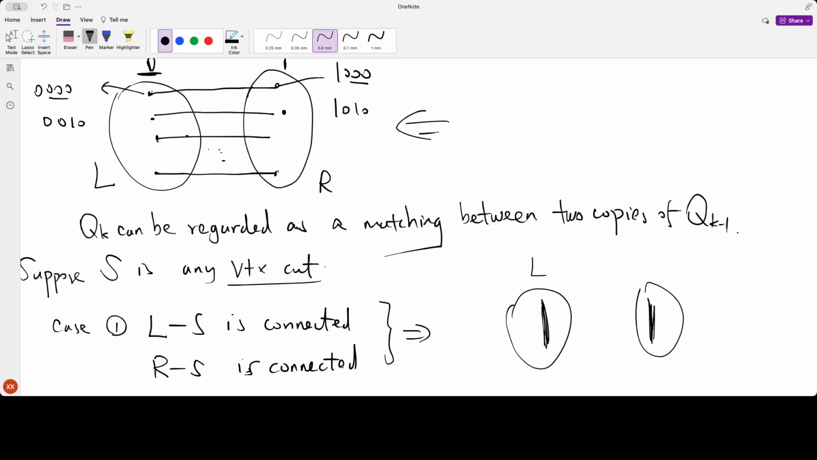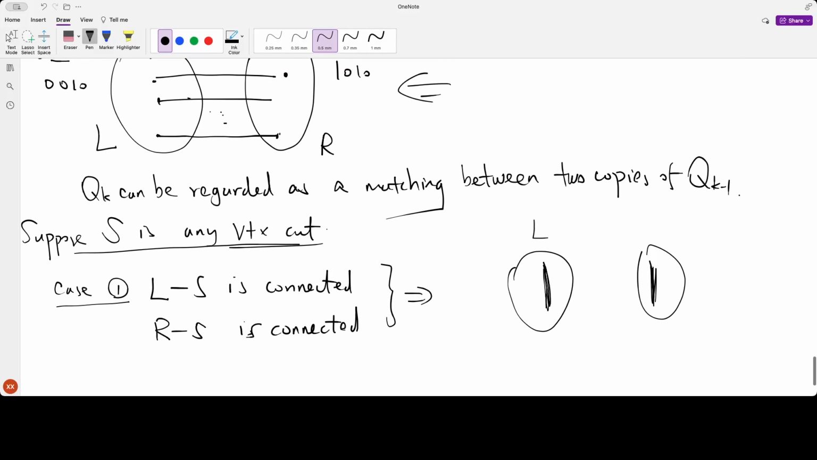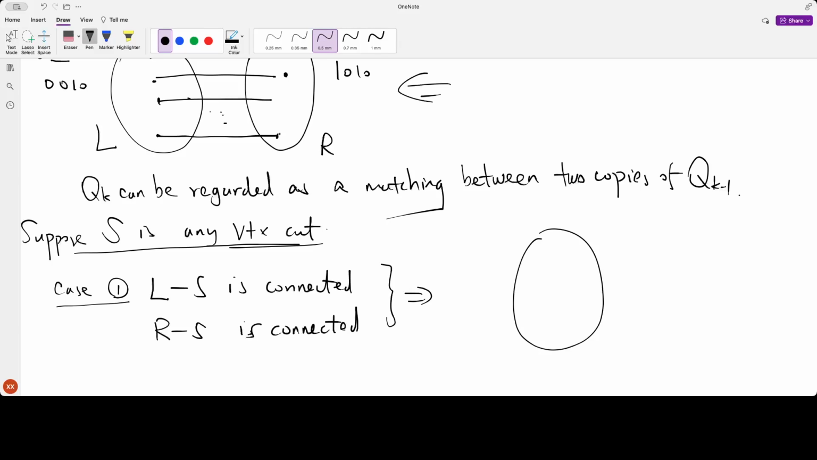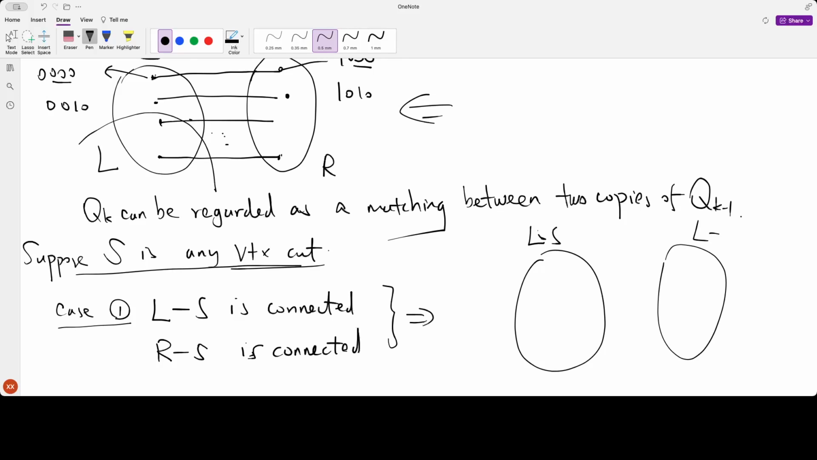So suppose S is a vertex cut, and I want to show that S has a minimal size k. That's the only thing I want to show. And I discuss several cases. The first case is that when I look at, for example, L, this is L minus S. S maybe takes some part of L, and L minus S is here, and here is R minus S. Suppose this is connected and this is connected. You see what I'm saying?